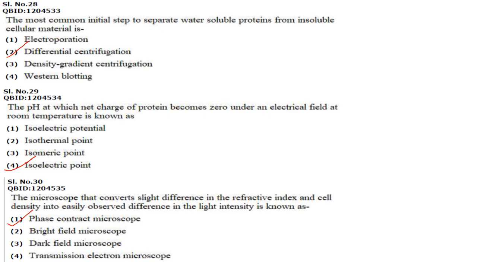Then next one. The pH at which the net charge of a protein becomes zero under an electric field at a room temperature is known as. This is a very easy question and the answer is isoelectric point. Answer is option 4. The microscope that converts slight differences in the refractive index and cell density into easily observed differences in the light intensity is known as. So such a microscope is known as phase contrast microscope. It converts the slight difference in the refractive index and cell density into easily observable difference in the light intensity.